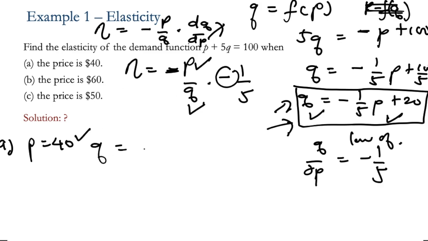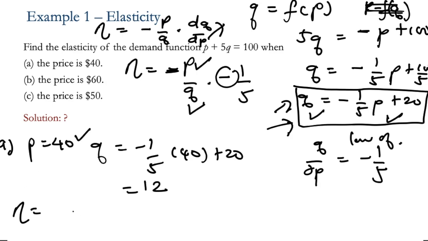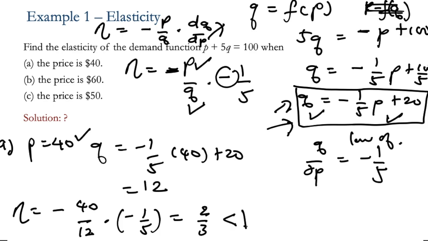So you have Q equal to minus 1/5 times 40 plus 20. What do you get for quantity? You're going to get 12 as quantity, yeah? So your elasticity of demand, eta, will be minus 40 over 12 times minus 1/5. What do you get? 2/3, isn't it? Now 2/3 here is less than 1.